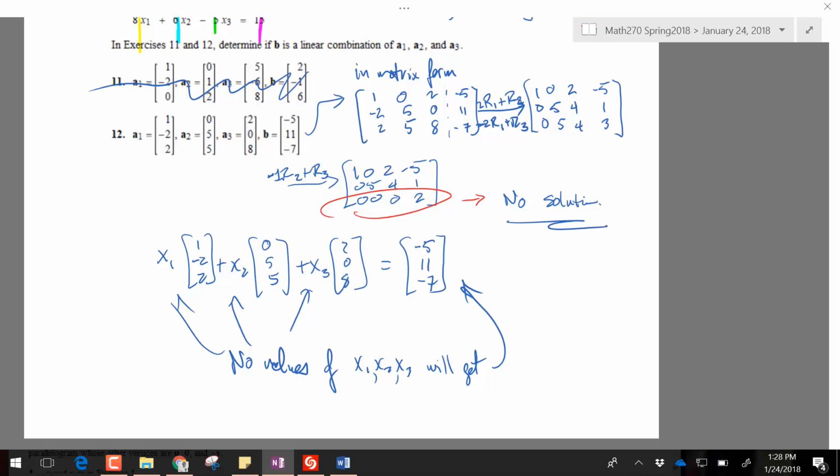We're looking for the weights. x1, x2, and x3 are the weights, and that's exactly what we were trying to solve for. They don't explicitly say we're looking for the weights, but whenever we're looking for the coefficients in front of these vectors, we're essentially looking for the weights. Okay?